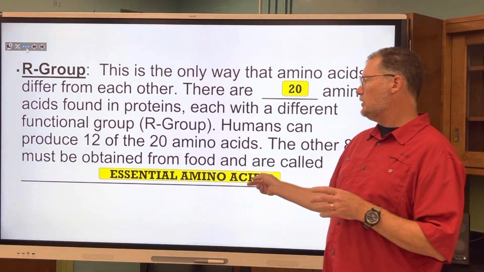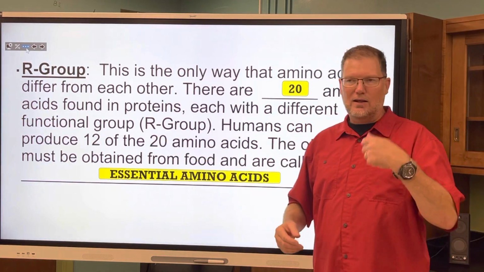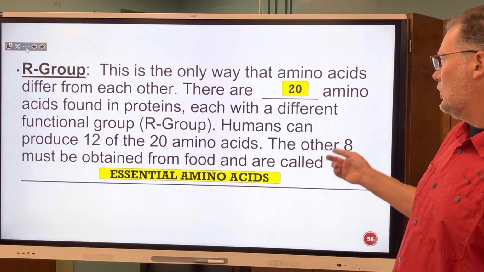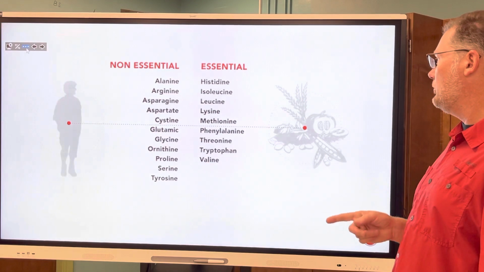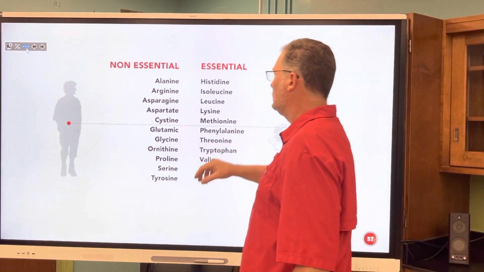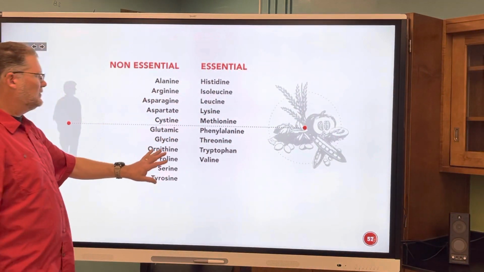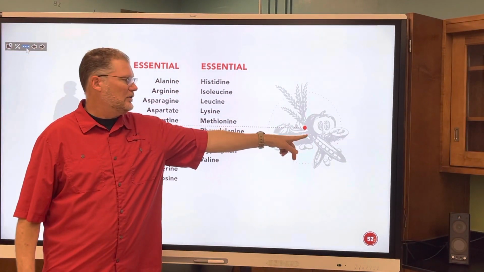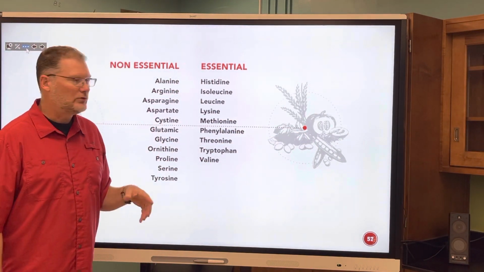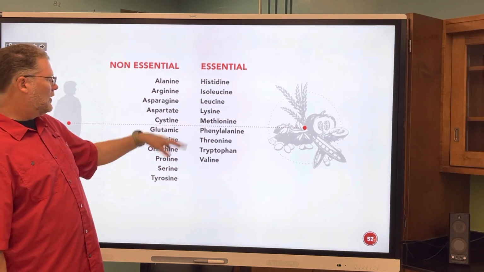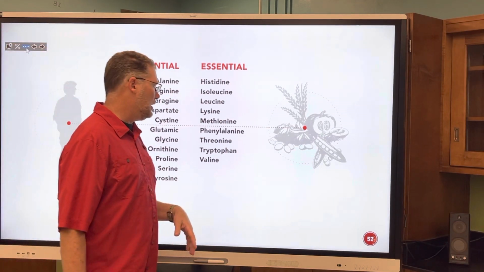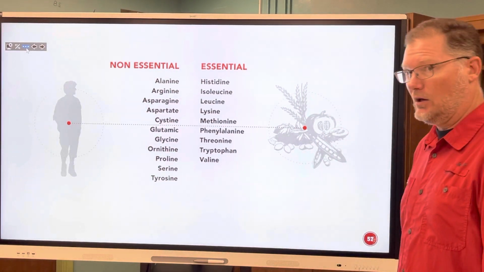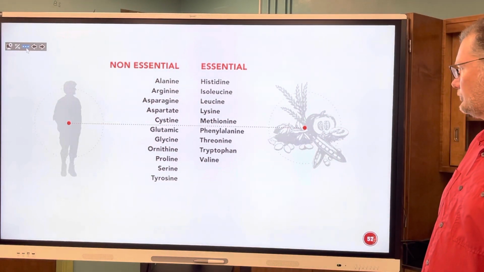So the essential amino acids will be the ones that we didn't make. Those are called essential amino acids. So here they are. The non-essential ones are the ones that we make, and the essential ones we have to get from ingesting food. And these are all their names, but don't worry about them. You don't have to memorize the names of amino acids. Thank God, right? Okay.